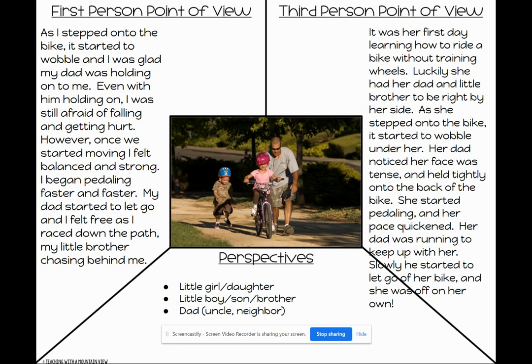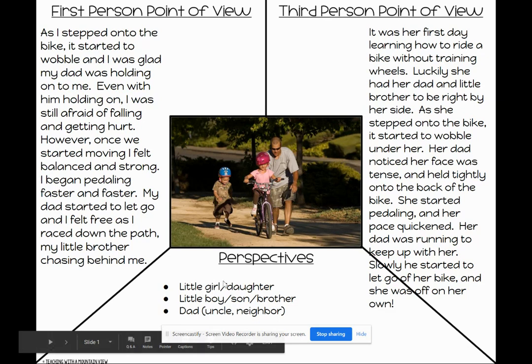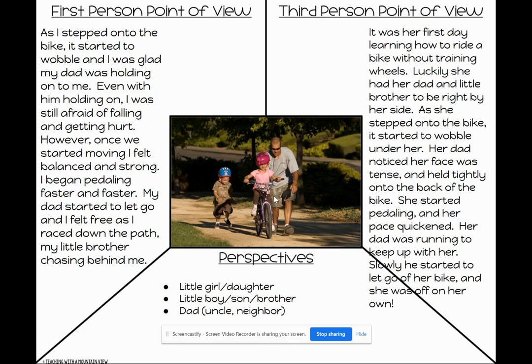So the first perspective that I see is the little girl. She's also the daughter. Okay. I see a little boy, so he is another person that's in the picture, or it's his son and her brother. I also see a dad. It could be an uncle, it could be a neighbor, but what I am deciding to choose is that they are a family. It's her dad and her brother, and she's learning how to ride a bike.